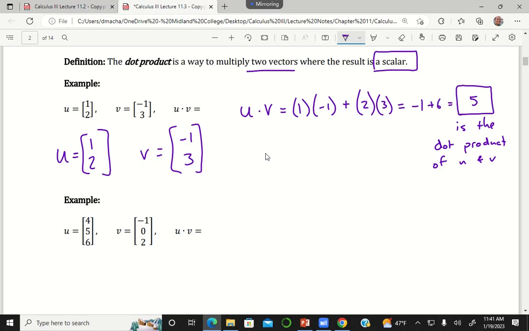So just like I promised, the dot product is a way to take two vectors and you're multiplying the vectors, but the product is actually a scalar, like 5. Your vectors do have to have the same dimension if you want to take a dot product, right? If you want to multiply two vectors like this, they have to have the same number of entries.